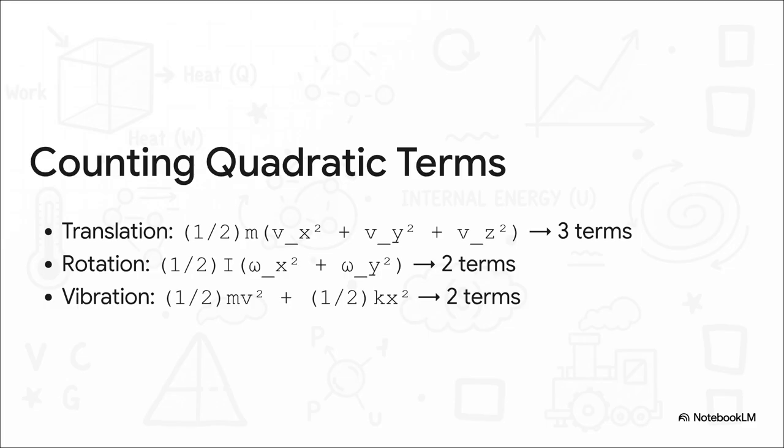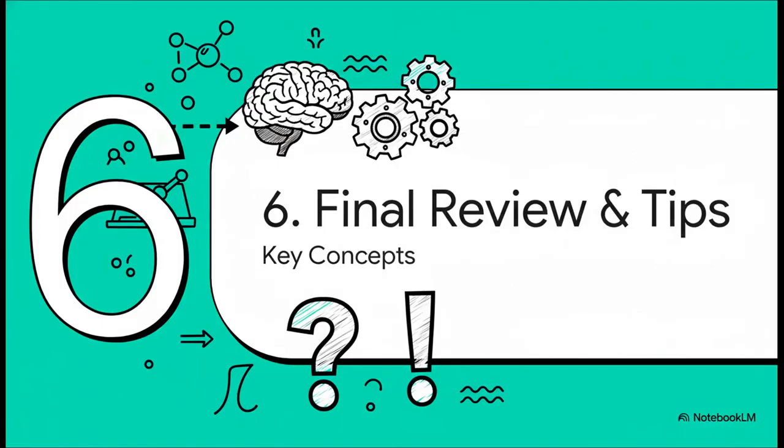So, to use this shortcut, you literally just count the squared terms. For a normal diatomic molecule, you've got 3 squared terms for moving in x, y, and z. You've got 2 for rotation, so that's 5 total. The average internal energy, U, is just 5 times 1/2 kBT. Done! Then, to get the heat capacity, CV, you just take the derivative of U with respect to T. So much faster. Okay, let's wrap this up.